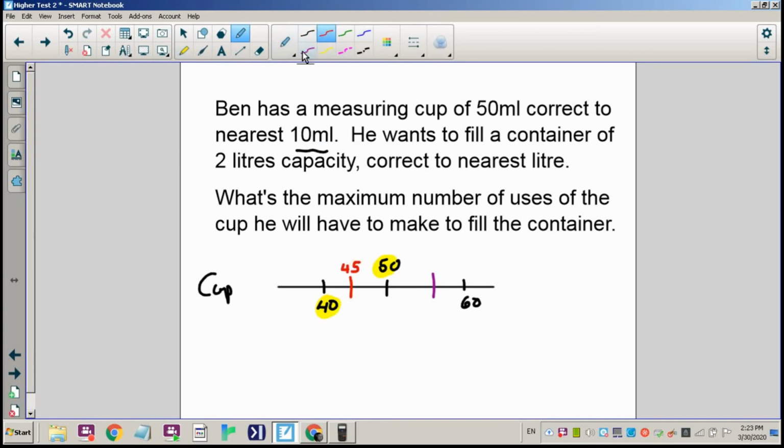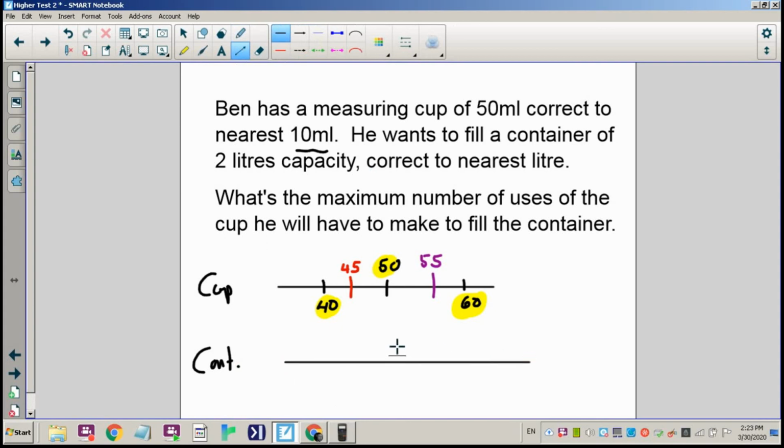What about the upper bound? Well, you add 50 and 60, 110, then divide it by 2. So the upper bound is 55. We'll come back to that. Now, what about the container? Well, the container is measured to the nearest litre. We'll come back to the change in units in a moment.